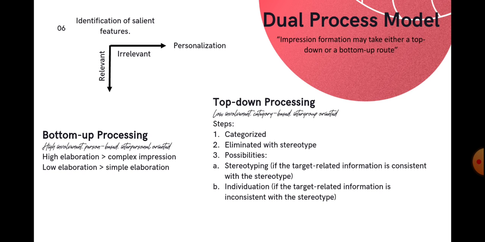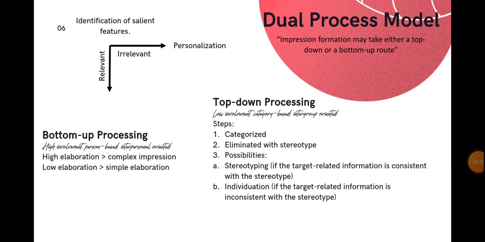If I as the perceiver have high elaboration, then the conclusion I will make is a complex impression. But if I have low elaboration, then the impression will be simple. And then it could also go with the top-down processing. So the top-down processing, inversely with the bottom-up processing, requires low involvement, and it is usually category based, and it's intergroup orientated.